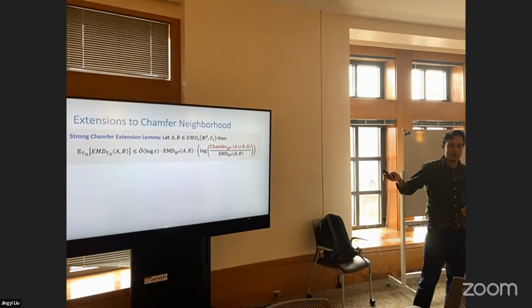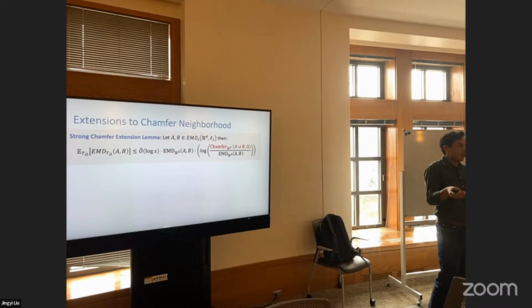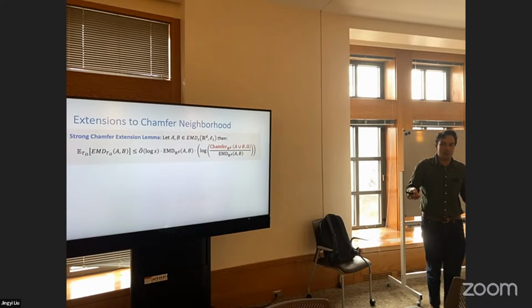So this is a much stronger result. This is saying that I can extend my guarantee to all the points in a chamfer neighborhood that's polylog S times larger than the scale I care about.